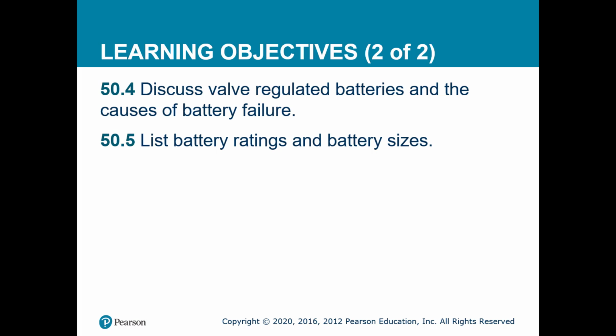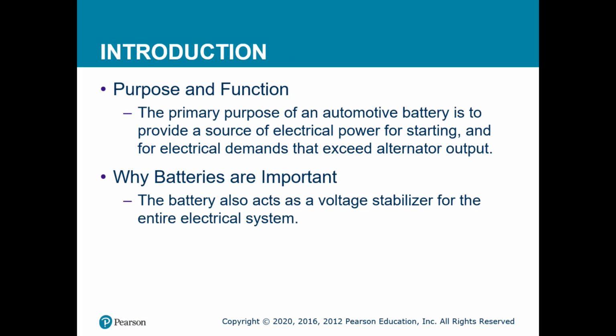The information found in this chapter will help you prepare for the ASE Electrical and Electronic Systems A6 Certification Test Content Area B. The primary purpose of an automotive battery is to provide a source of electrical power for starting and electrical demands that exceed alternator output.